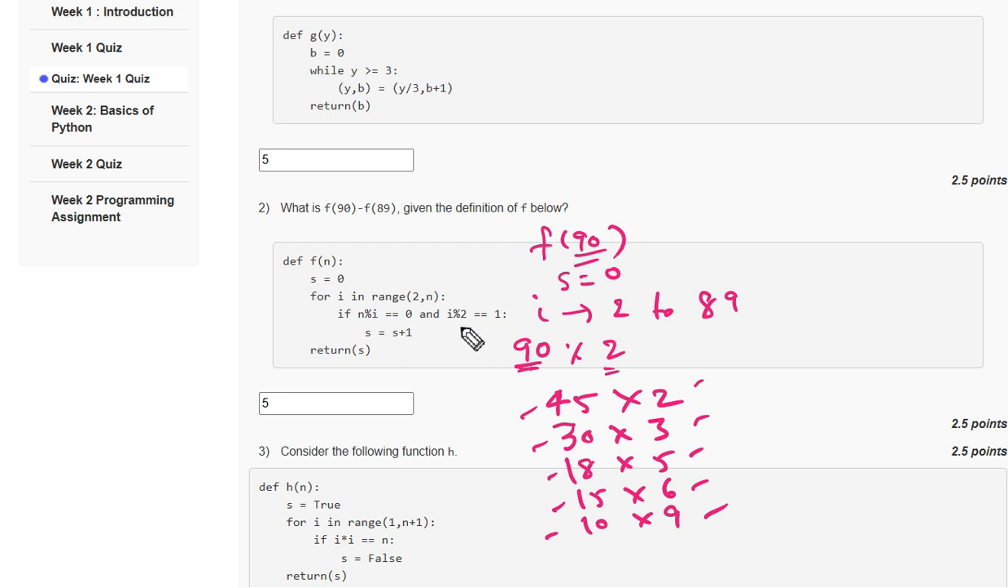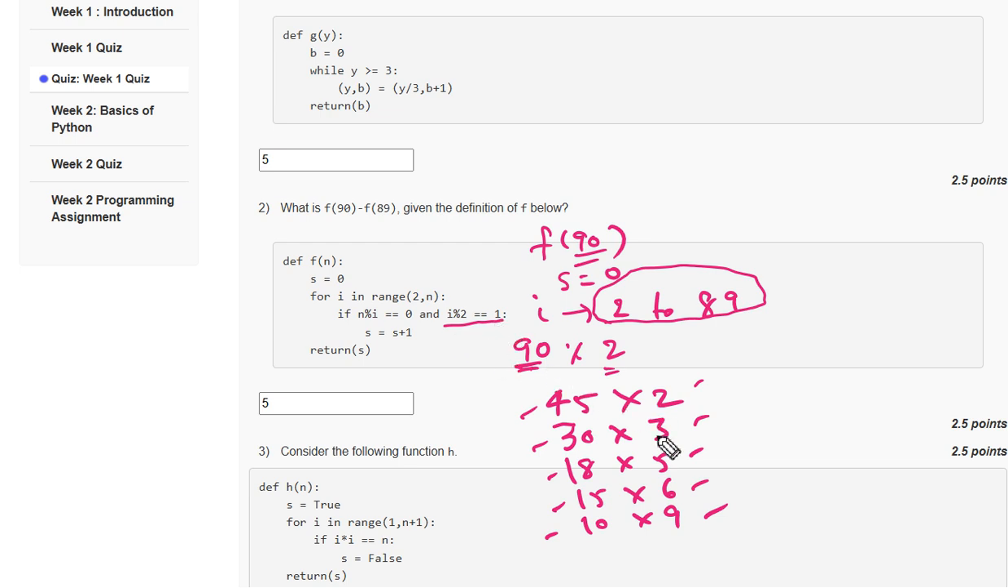However, the second condition is there. i percentage 2 must be 1. What does it mean? If this range value is divided by 2, the remainder must be equal to 1. It means that we need to consider only the odd numbers. If i percent 2 is equal to 0, we consider even numbers. If i percent 2 is equal to 1, we consider odd numbers.